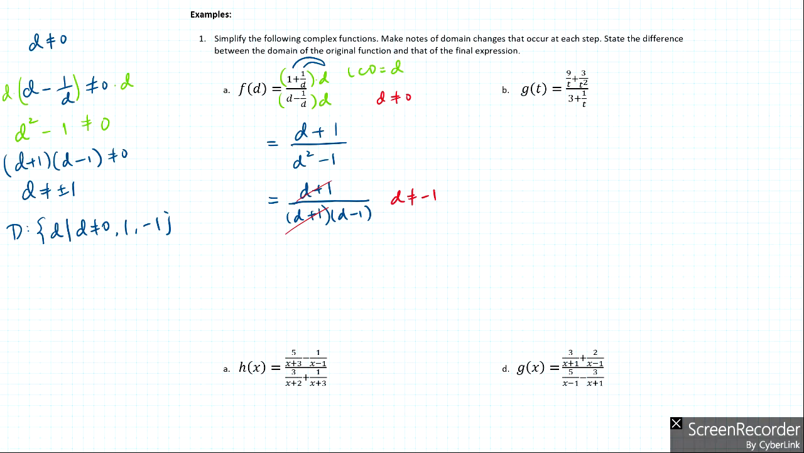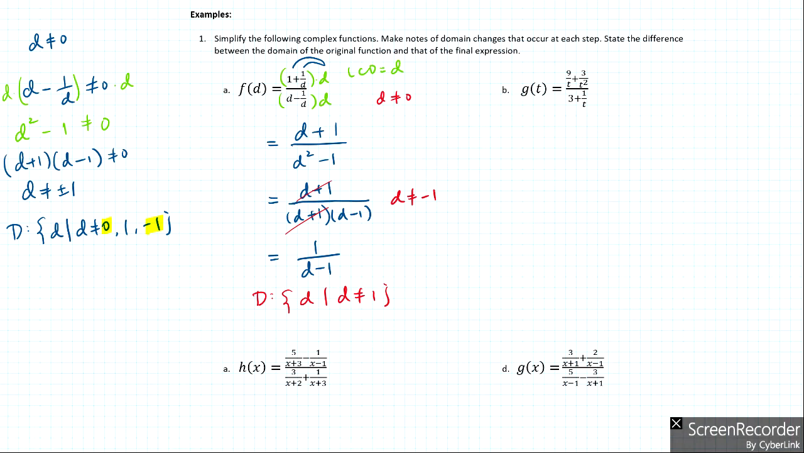Now if we want to go further, we see on top we are just left with a factor of 1. On the bottom, we are left with d minus 1. So for the final domain restriction, we want d such that d doesn't equal 1. Comparing the starting domain restriction to the ending expression's domain restriction, we had 0 and we also had negative 1 to start with. Again, these were used in the middle process for cancellation, but they were not part of the domain restriction if we only look at the final expression.